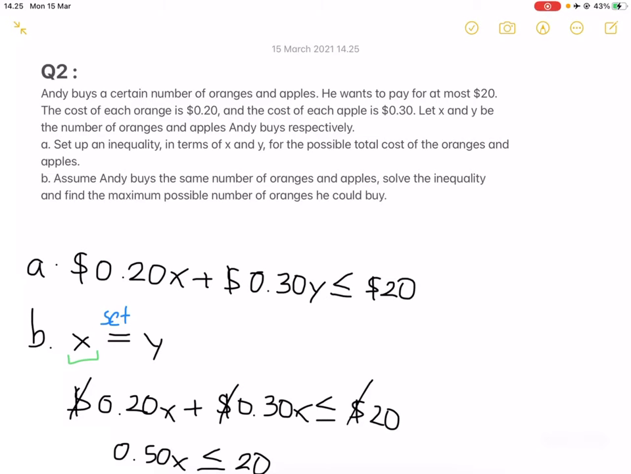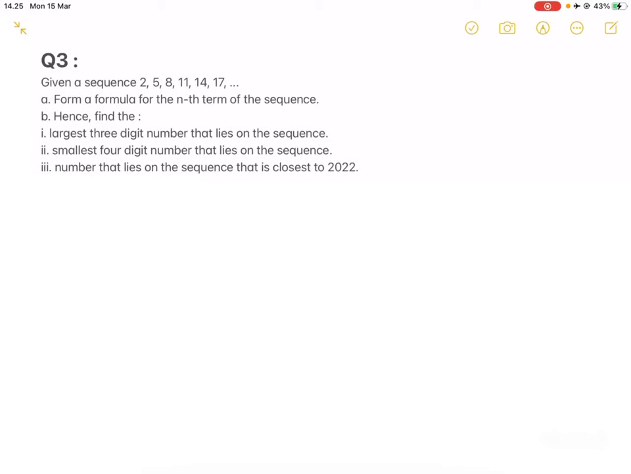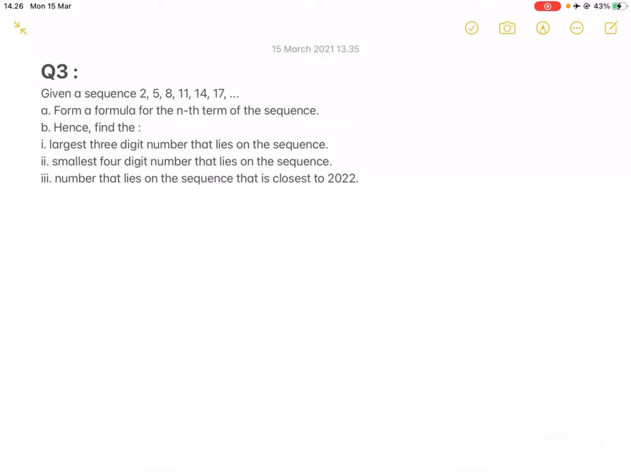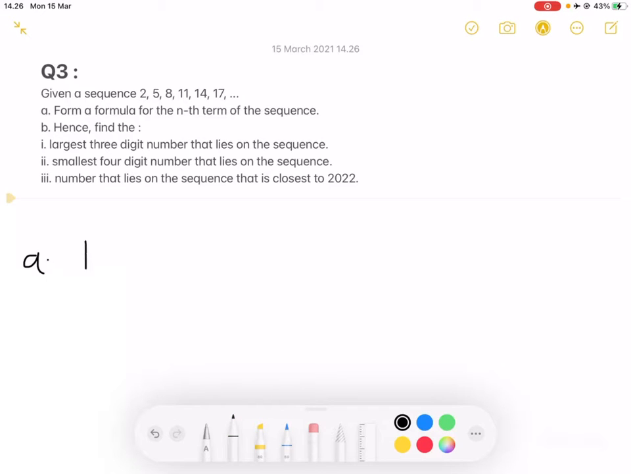Alright, so that's question 2 done. Let's jump into the third question. Question 3 is strongly related to number patterns and sequences. Given the sequence 2, 5, 8, 11, 14, 17, you can quickly notice that it is an arithmetic sequence with difference 3. So for part A, the nth term of this arithmetic sequence will be the first term, which is 2, plus n minus 1 times the difference, which is 3, giving us 3n minus 1.